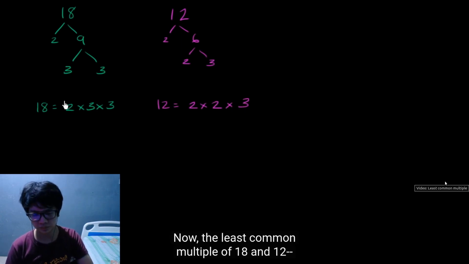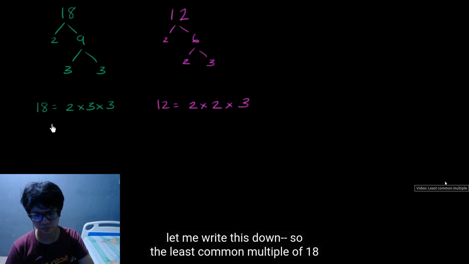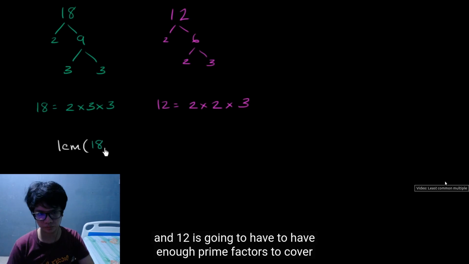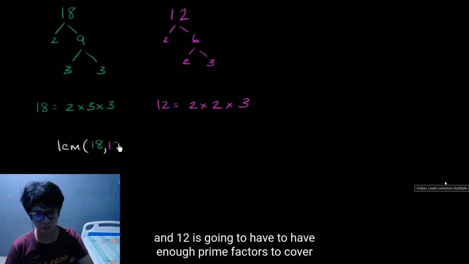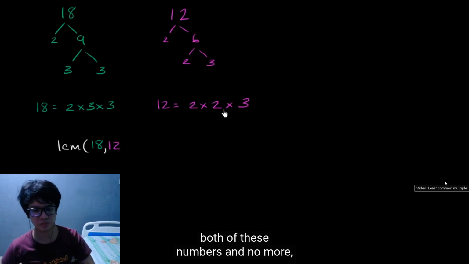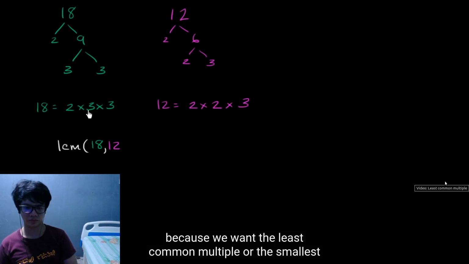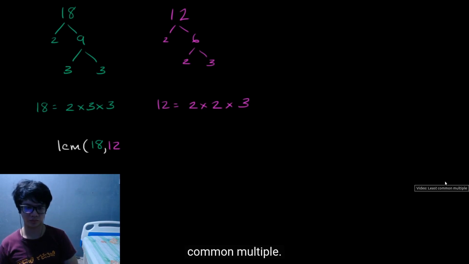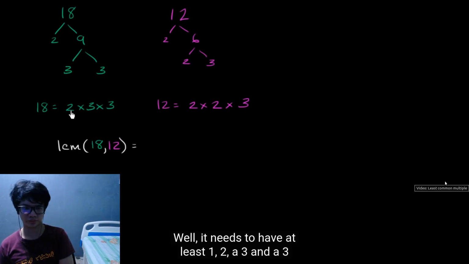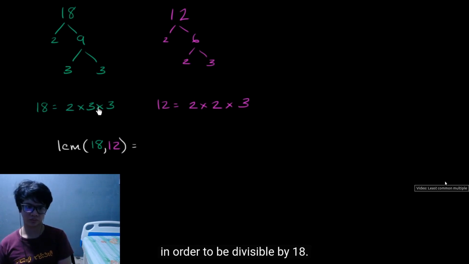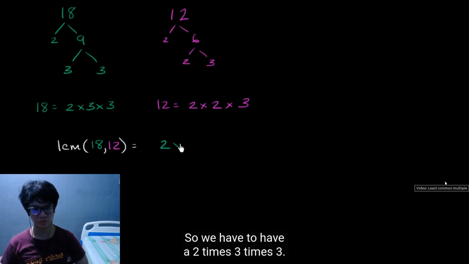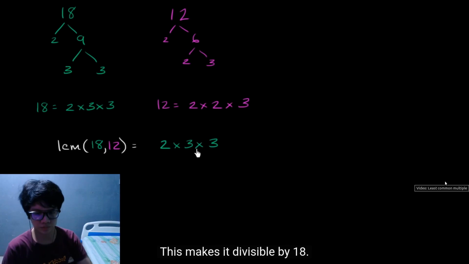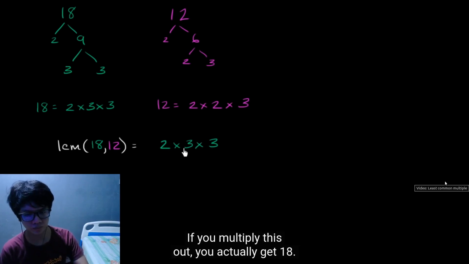Now the least common multiple of 18 and 12, let me write this down. The least common multiple of 18 and 12 is going to have enough prime factors to cover both of these numbers and no more, because we want the least common multiple, or the smallest common multiple. So let's think about it. It needs to have at least a 2, a 3, and a 3 in order to be divisible by 18. So let's write that down. We have to have a 2 times 3 times 3. This makes it divisible by 18. If you multiply this out, you actually get 18.